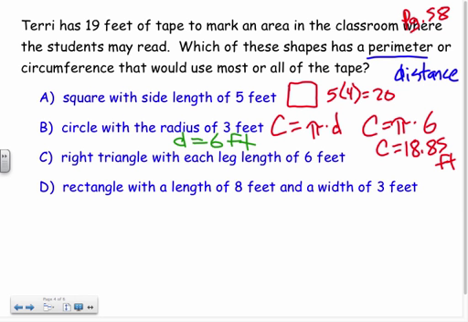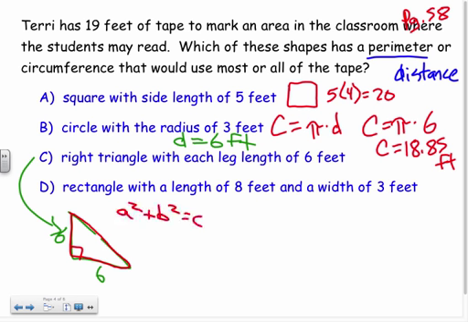How about this? A right triangle with each leg length of 6 feet. Well, here's a right triangle. It says the legs, well, legs are right here because this is the hypotenuse, isn't it? That's the hypotenuse, the one across from the right angle. And if it's a right triangle, I can apply what theorem? The Pythagorean theorem, right? A squared plus b squared equals c squared. So I can take 6 squared, which is 36, plus 6 squared, which is 36, equals c squared. So 72. And how do I solve for c?